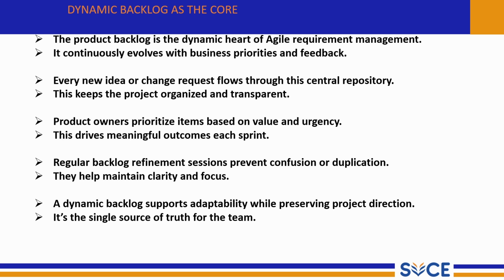A product owner prioritizes the items based on value and urgency. The product owner manages the backlog. Their main job is to prioritize items so that the most valuable and urgent features are developed first. This ensures that the customer receives the highest value early in the project.